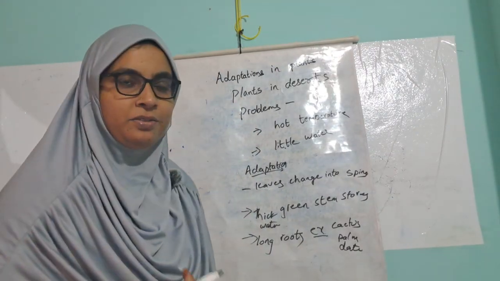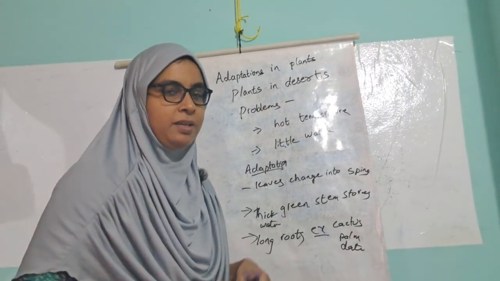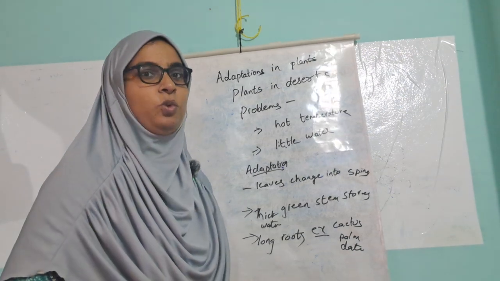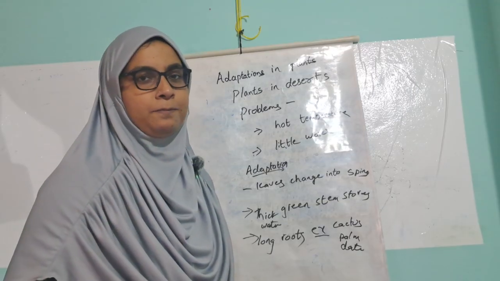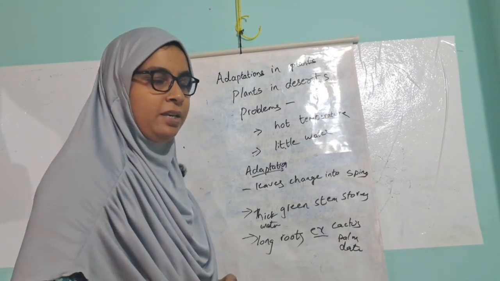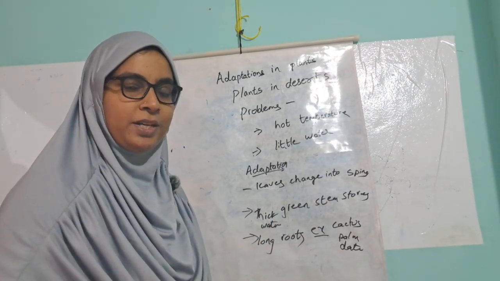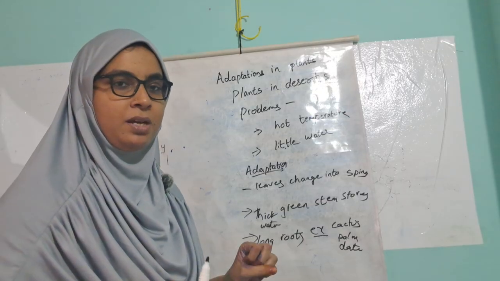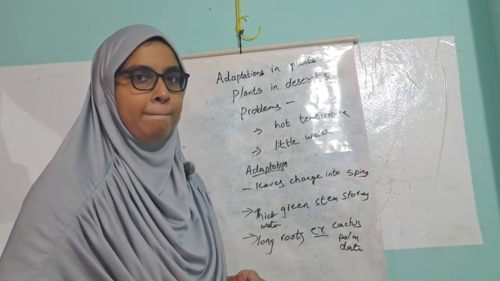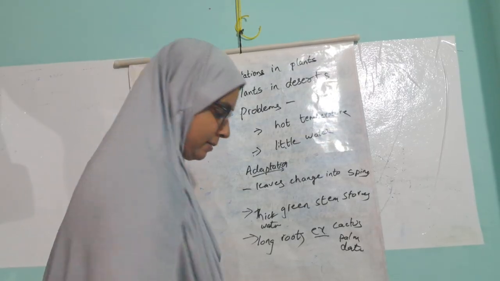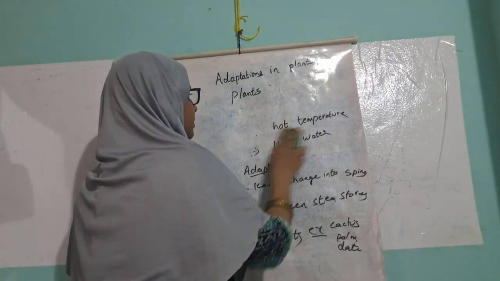So let's revise. Plants in desert areas. The problems in this habitat: very hot temperature and very little water. How do they adapt to the environment? Leaves change into spines, and the thick green stem stores water. They have very long roots that absorb water from the deep soil. What are the examples? Cactus, palm, date plants. We can find these plants in deserts.